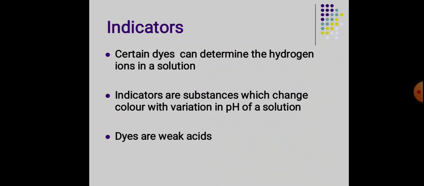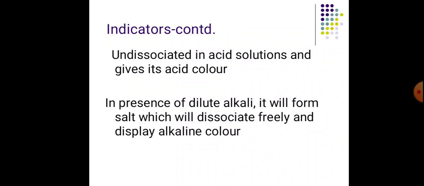Indicators are usually weak acids, and they are undissociated in acid solution. When we add this indicator to an acid solution, they are undissociated and give their acid color. But in the presence of a dilute alkali, it will form a salt with this alkali, which will then dissociate freely and display the alkaline color.